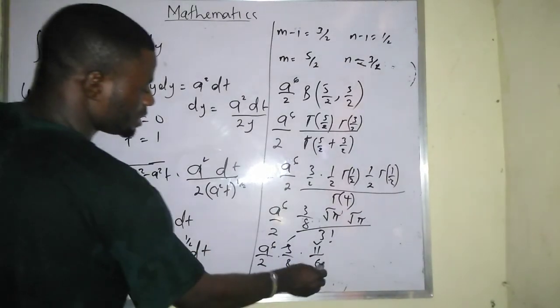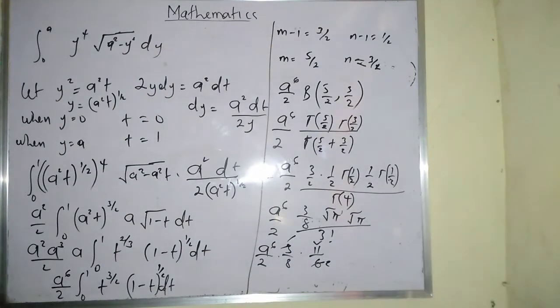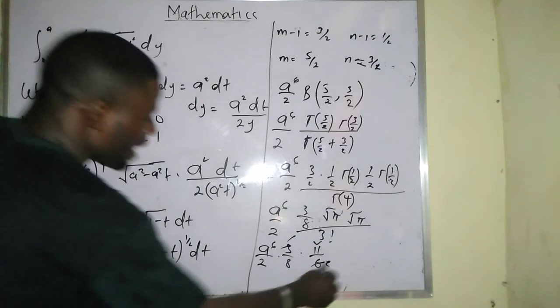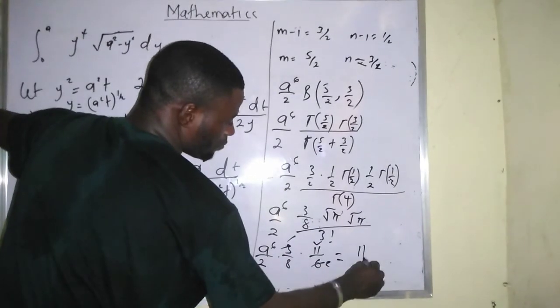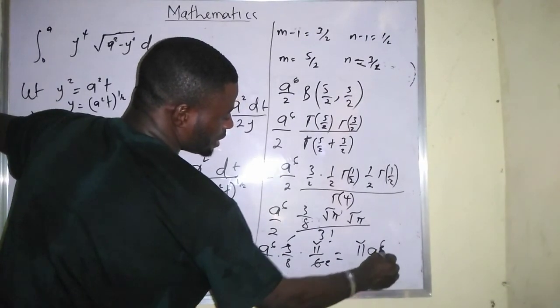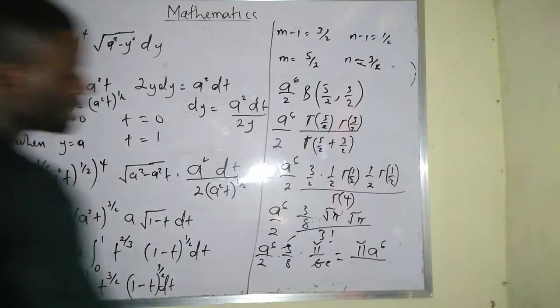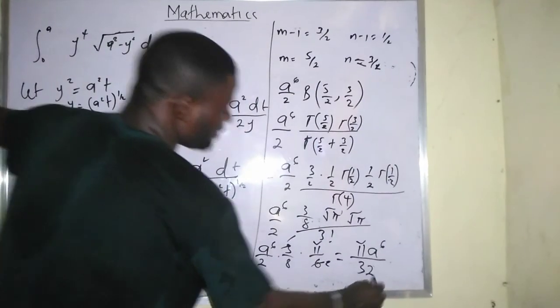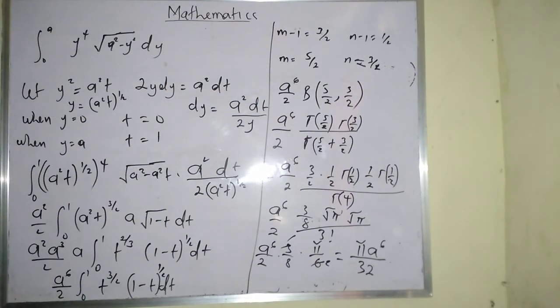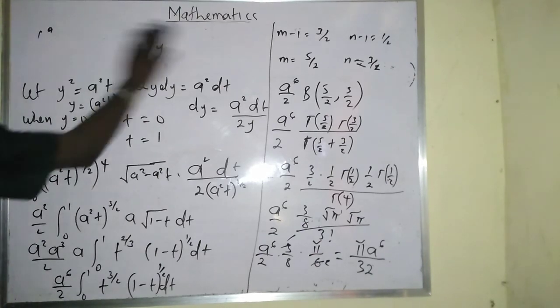6 here, 3 here 1, 3 here 2, which I will move on by having 2, 2, 2, which I have a raised to power. Now, my answer will now be pi a raised to power 6 divided by 2 times 8. That will be 16. 16 times 2, that will be 32. That is my final answer.